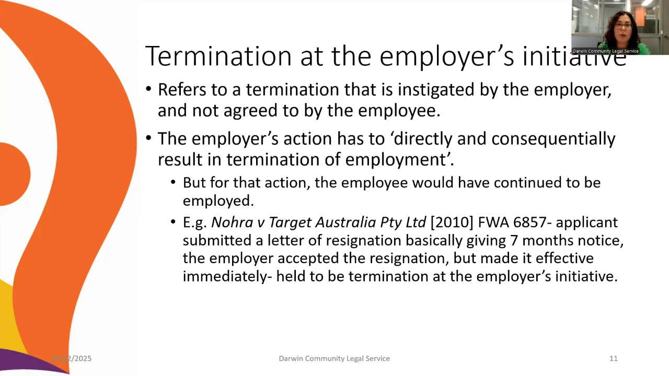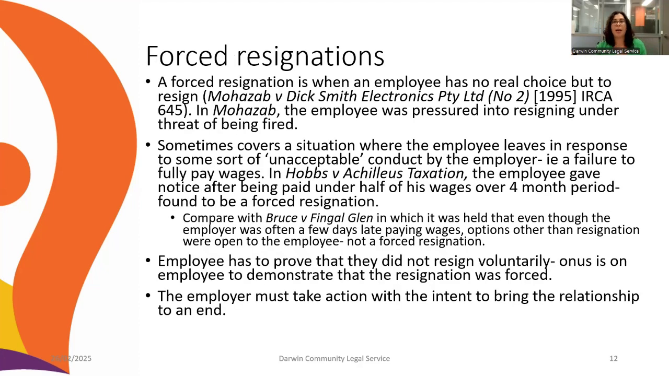So something like Nora and Target. It could be something like failing to pay an employee, for instance. That's a pretty fundamental part of the contract. By refusing to do that, you have in part demonstrated an intention to not be bound by the terms of that contract, and it might give rise to the right to terminate the contract. In reality, there's a pretty significant overlap between this category and the next one, which is about forced resignations. Forced resignations are where an employee has basically got no real choice but to resign.